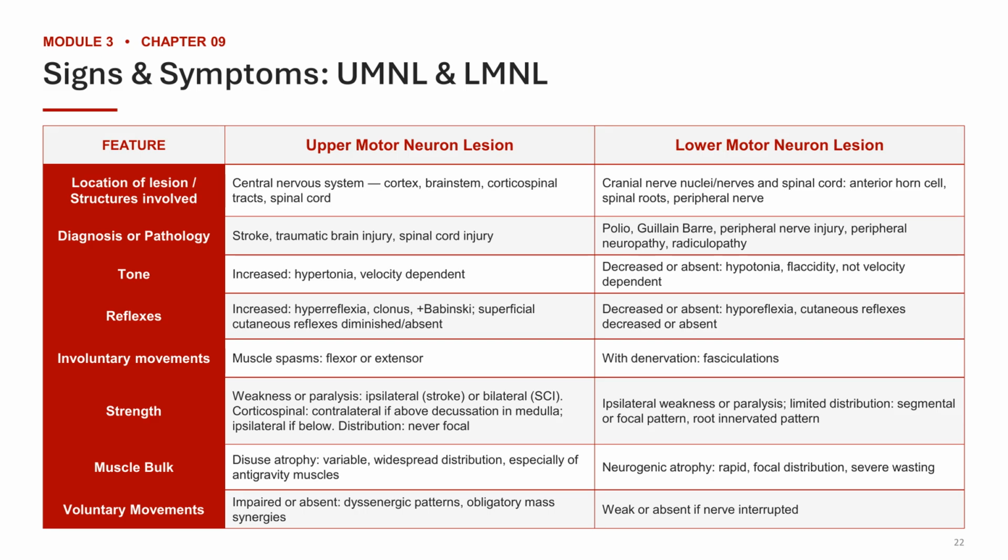LMN weakness is ipsilateral and limited, segmental, focal, in a root innervated pattern. Muscle bulk, variable disuse atrophy, widespread, favoring anti-gravity muscles versus rapid, focal, severe neurogenic wasting.